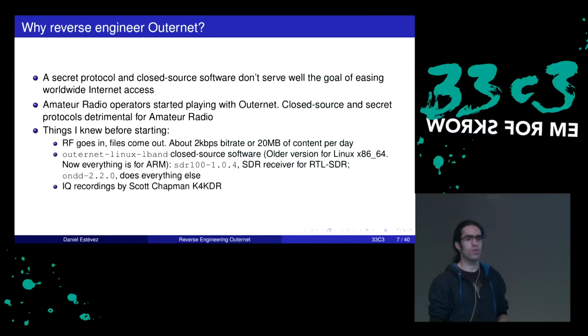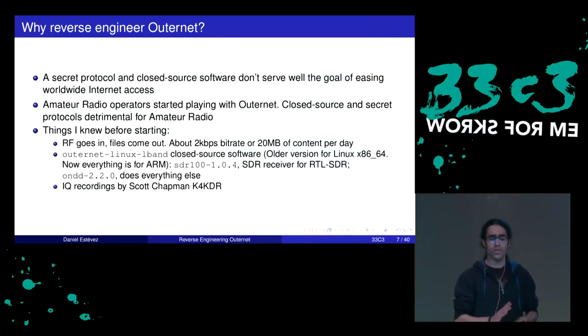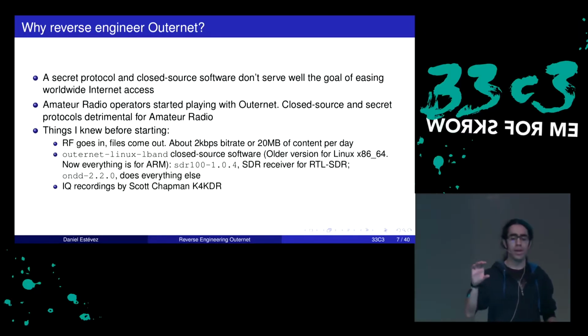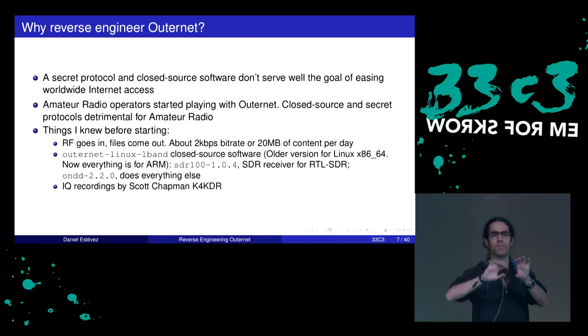So amateur radio operators started with that. And as I said before, closed source and secret protocols are also very bad for amateur radio. So what did they have before starting? Well, the receiver is like a black box where you have the binary running and the RF goes in, and then magically you have files coming out the other end.